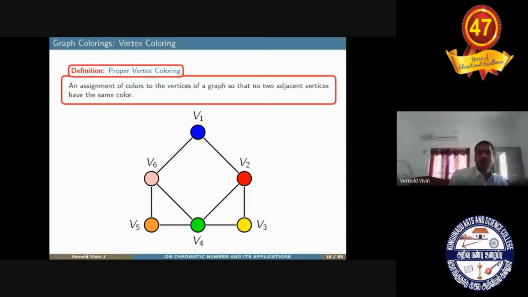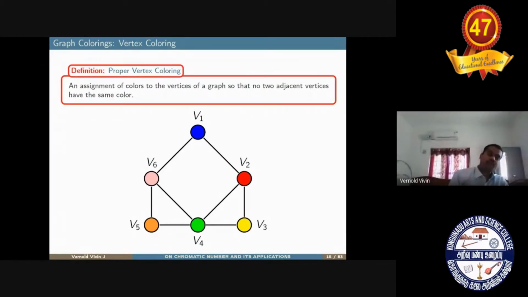So here V1 and V6 are adjacent, so they are receiving different colors, that is pink and red. Similarly, V6 is adjacent with V5 and V4, so they are receiving different colors, that is green and brown. And V4 is adjacent with V2 and V3, which are receiving different colors, that is yellow and red. So here, by the definition of a proper vertex coloring, we are coloring the given graph G.